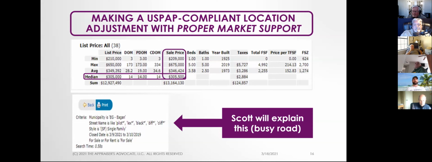Scott, Wendy raised the question, did you exclude the busy road in your selection for the second group of sales? The second group, yes. I went and did the same search, and I took out everything that was on Pilot Knob, Lexington, Black Hawk, Diffley, and Cliff. And Wendy knows those roads. I think she's driven some of those roads, I think. So yes, the second group, I took out the busy road houses and ended up just with the infill houses that didn't have the busy road.